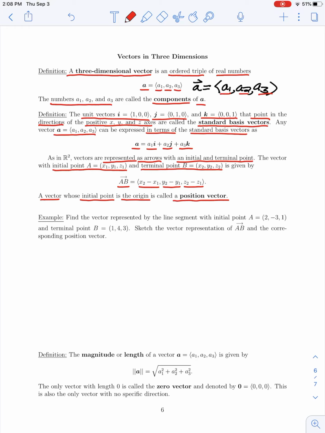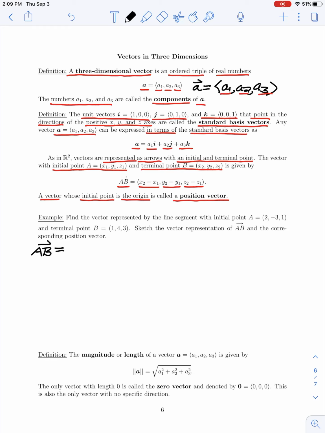So just as we had seen in section 2.1, let's look at an example where we are asked to find the vector represented by the line segment whose initial point is A, the point 2, negative 3, 1, and the terminal point is B, which is the point 1, 4, 3. And then we're asked to sketch the vector representation of AB and the corresponding position vector. So let's start by finding the components of this vector.